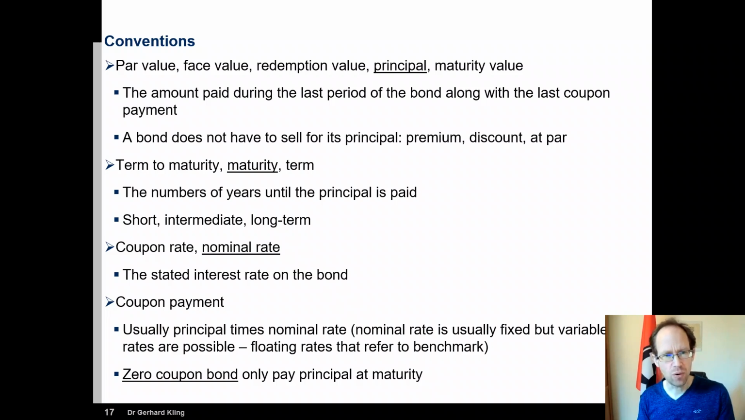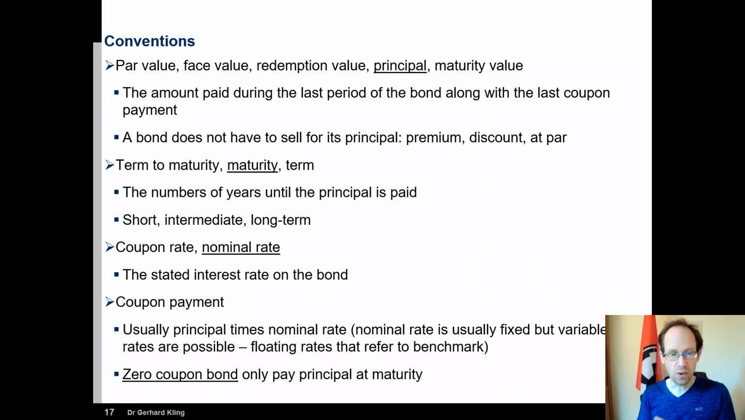Then we have the coupon rate or nominal rate. So this is stated as an interest rate of a bond. So, for instance, if your coupon rate is 5 and your par value is 100, it means you get a payment of 5 units depending on the currency. However, this is usually paid twice a year. So you would get half of that in the first half of the year and half of that late in the second half of the year.